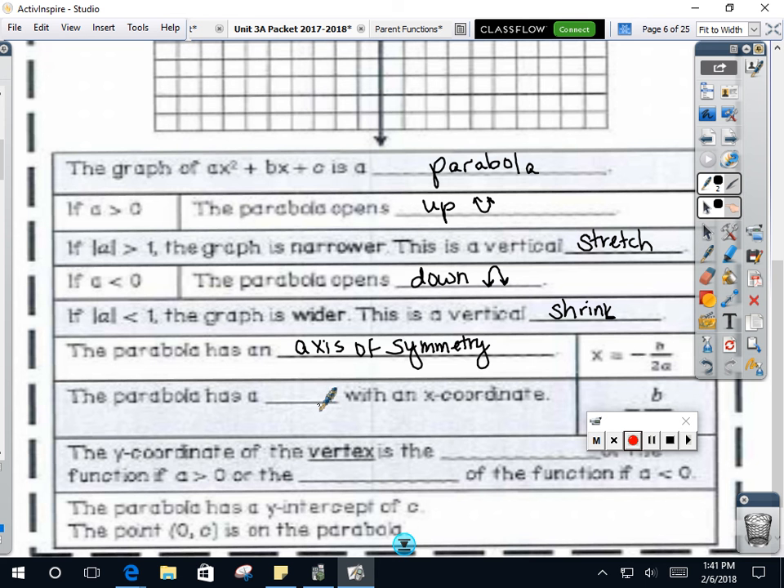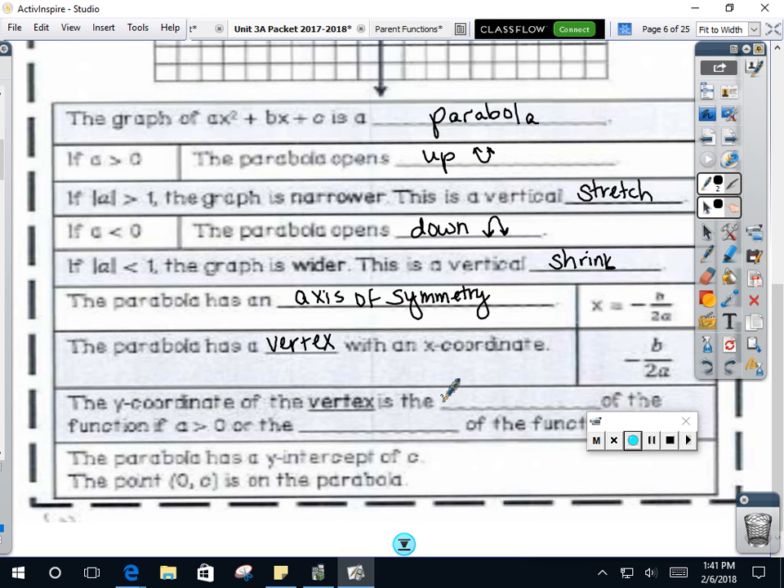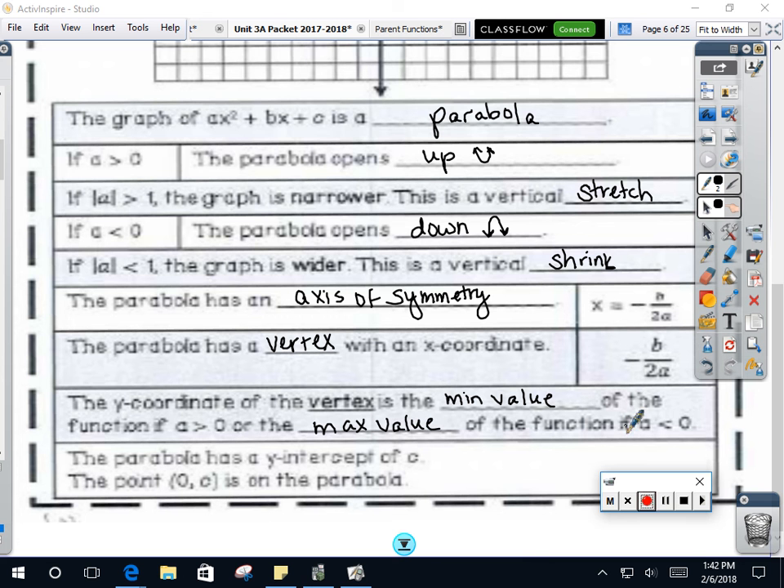The parabola has a vertex, and the y-coordinate of the vertex is the minimum value if the parabola opens up, which is when a is greater than 0. So if a is greater than 0, the parabola will open up and the vertex will be at the bottom, so a minimum value. It has a maximum value if the parabola is upside down, because in that case the vertex would be at the top, right? And then the parabola has a y-intercept of c. The point 0, c is on the parabola.